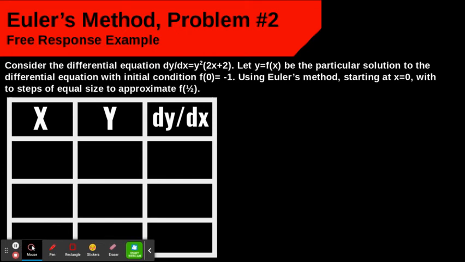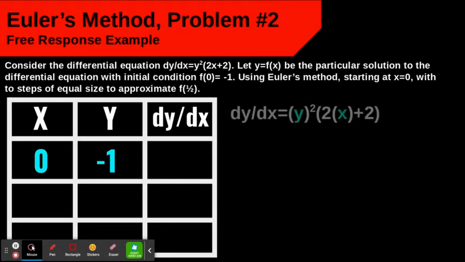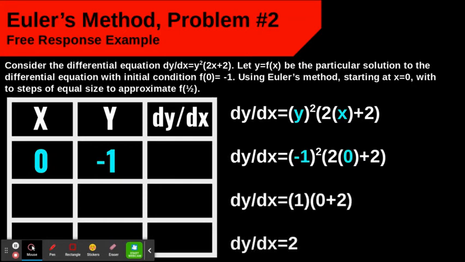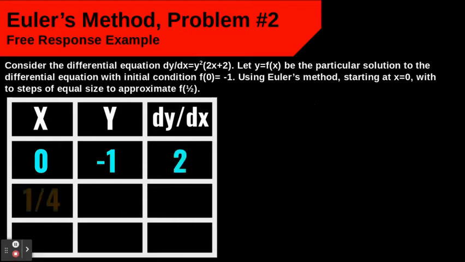Again, we start by plugging our initial conditions into the table, x equals 0 and y equals -1. Then we solve for our differential equation at that initial position, plugging in our variables and solving. The differential equation, or slope, is 2. Our next job is to put the step for x. We're going from 0 to 1/2 using 2 even steps, so the first step for x is 1/4.